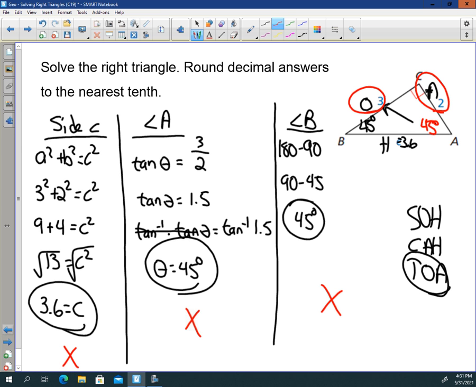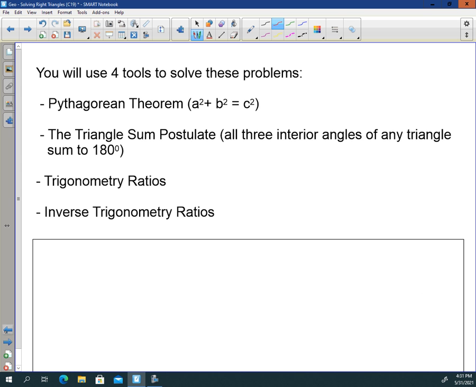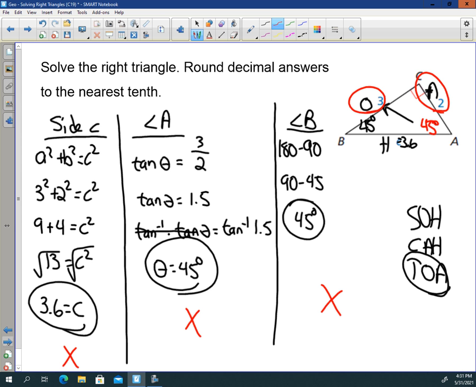So that's how you do these problems. You're going to choose from these four tools. You're going to use the Pythagorean theorem, the triangle sum postulate, the trigonometry ratios, and inverse trigonometry ratios. You will be choosing from just those four tools. Depending on how the problem is set up, you'll start with one or the other, and you'll just choose the right one out of your toolbox.